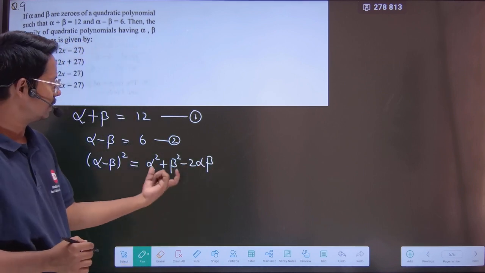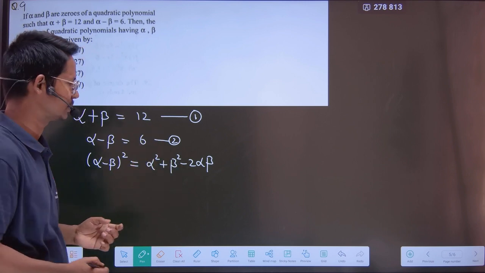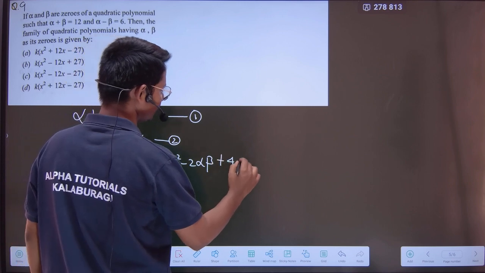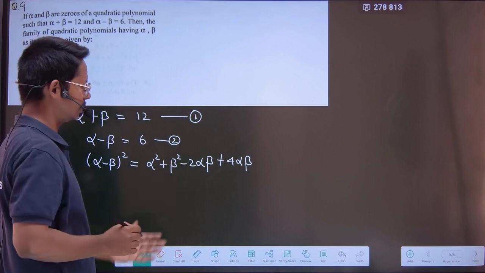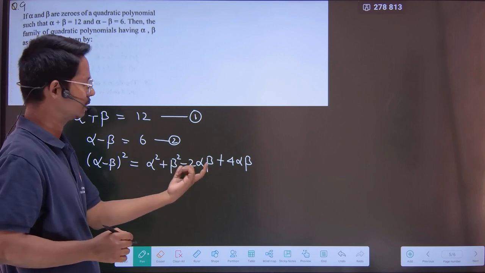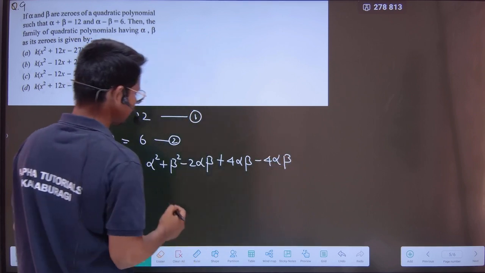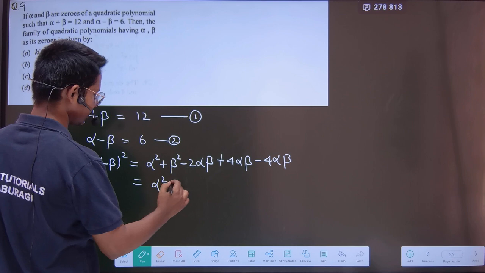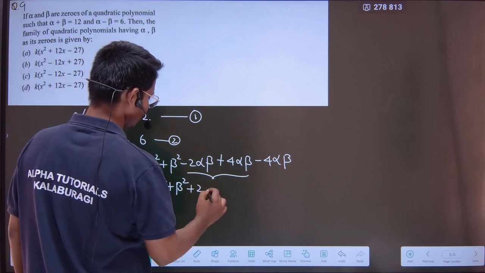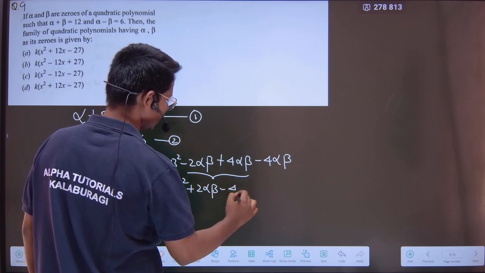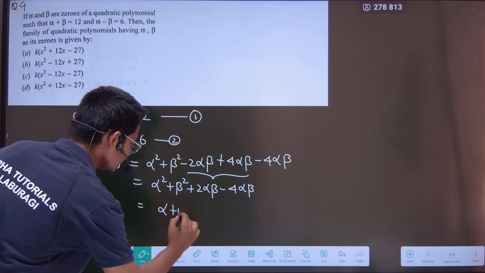Now shall I convert this to be (alpha plus beta) whole square? Yes, by adding plus 4 alpha beta. But if I'm adding any term to one side, I also need to subtract 4 alpha beta. So this is going to be alpha square plus beta square plus 2 alpha beta, and that minus 4 alpha beta as it is. So this is going to be the formula, (alpha plus beta) whole square.